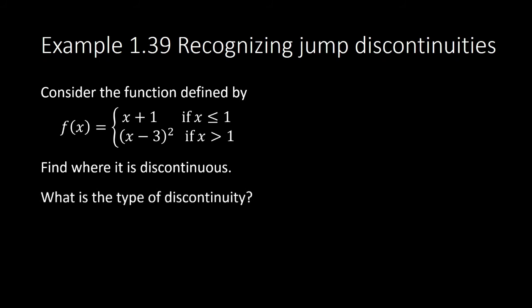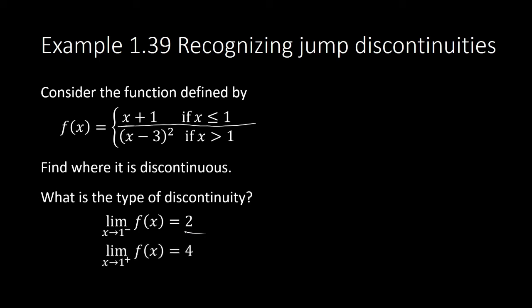What we do is we evaluate, does f of 1 exist? Well, yes, it is equal to, look at that, 1 plus 1, it is equal to 2. How about the limit? When x approaches 1 from the left, so that means your x's are all less than 1, the limit of your function is 1 plus 1, it's equal to 2. How about when x approaches 1 from the right?